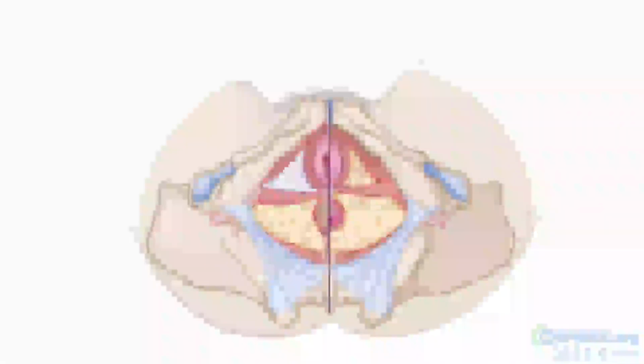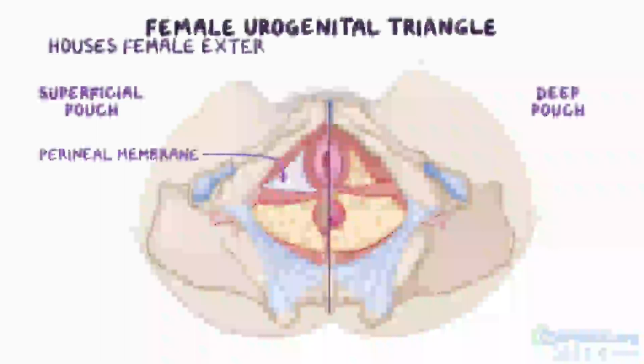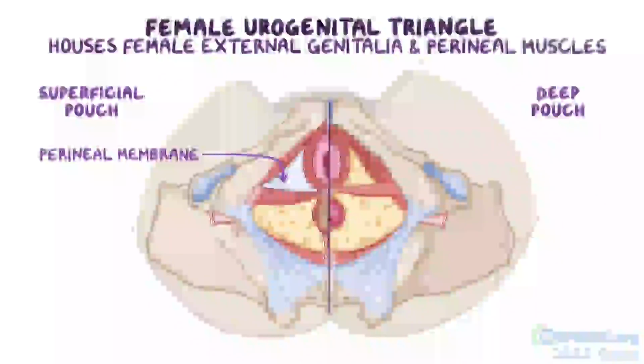Anatomy is so much easier when we compartmentalize things. For this reason, the perineum can be divided into two triangles, the anterior urogenital triangle and the posterior anal triangle. The urogenital triangle can be further divided into a superficial pouch and a deep pouch by a layer of deep fascia called the perineal membrane. In females, the urogenital triangle houses the female external genitalia and the perineal muscles.